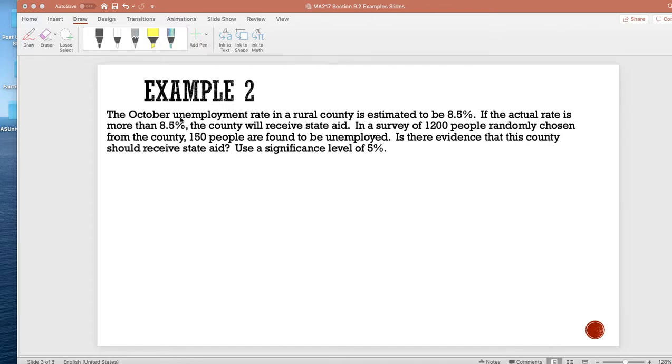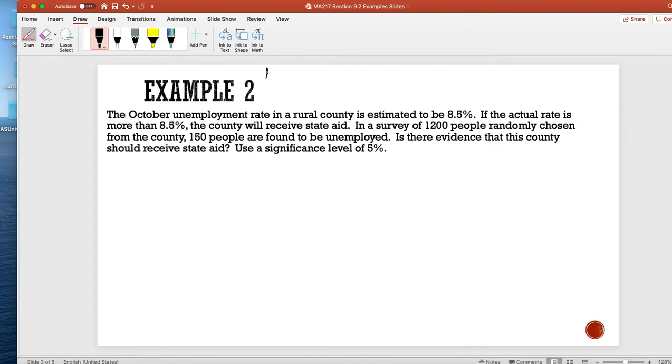2. The October unemployment rate in a rural country is estimated to be 8.5%. If the actual rate is more than 8.5%, the country will receive state aid. In a survey of 1,200 people randomly chosen from the country, 150 people are found to be unemployed. Is there evidence that this country should receive state aid? Use a significance level of 5%.